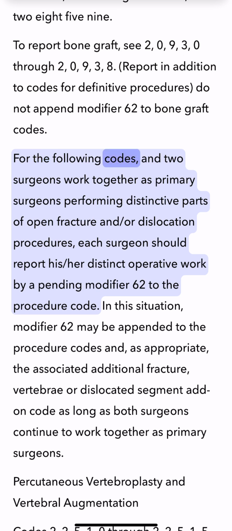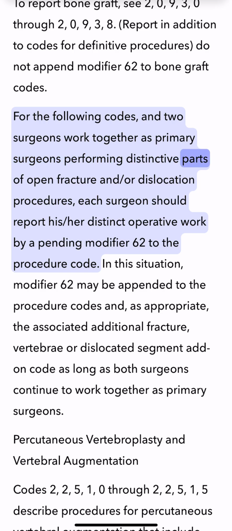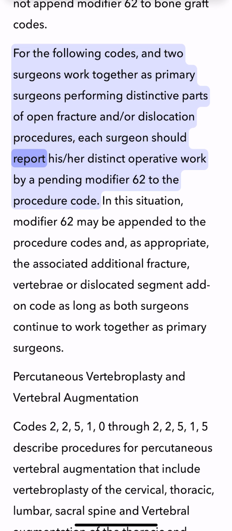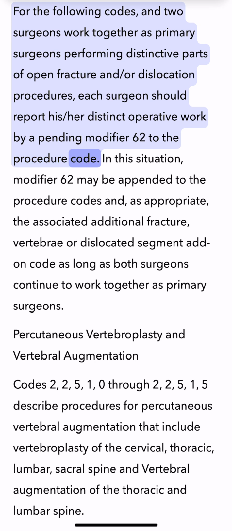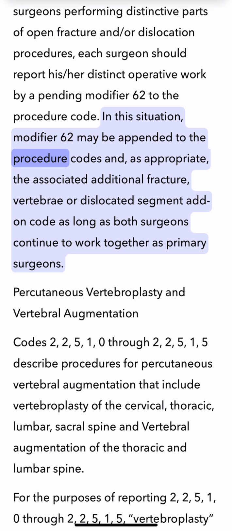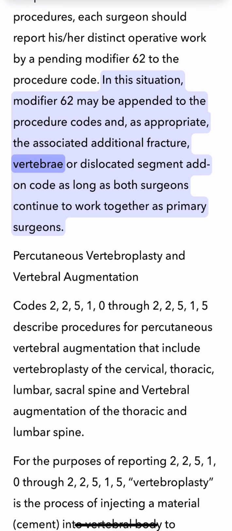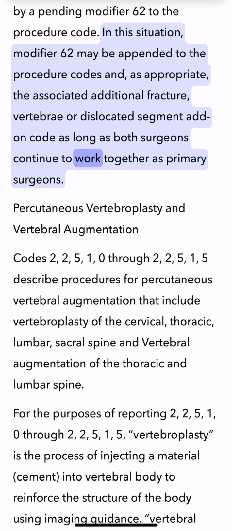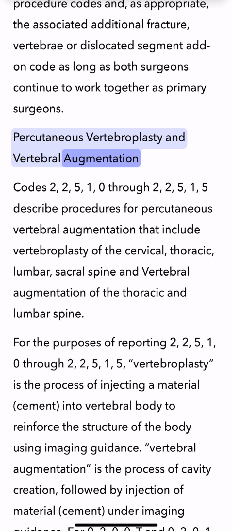For the following codes, when two surgeons work together as primary surgeons performing distinct parts of open fracture and/or dislocation procedures, each surgeon should report his/her distinct operative work by appending modifier 62 to the procedure code. In this situation, modifier 62 may be appended to the procedure codes and, as appropriate, the associated additional fracture, vertebrae or dislocated segment add-on code as long as both surgeons continue to work together as primary surgeons. Percutaneous vertebroplasty and vertebral augmentation.